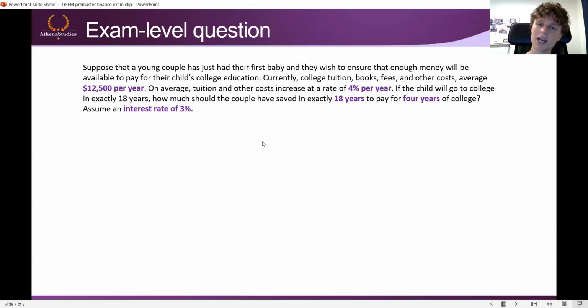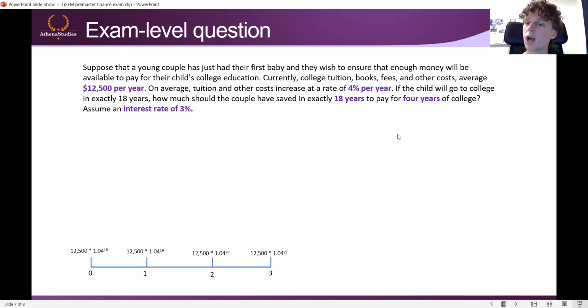Now, with the reading out of the way, let's first draw a timeline to help us understand exactly what we are looking at here. So I have this timeline right here, which shows us, first of all, we skip the first 18 years entirely for our present value calculation because they are not relevant aside from the growth rates of the tuition and the other costs. So what we have here is we have the present value. This is the time after 18 years.